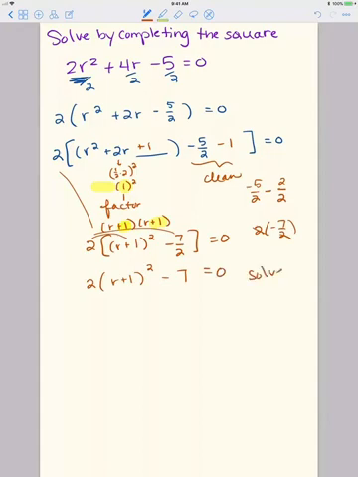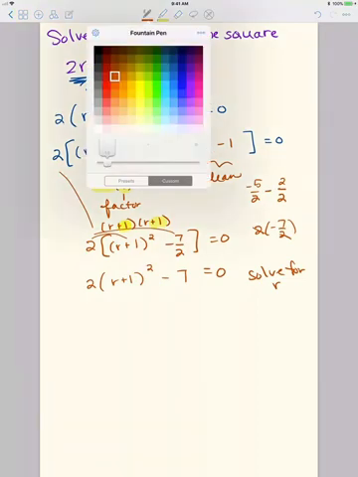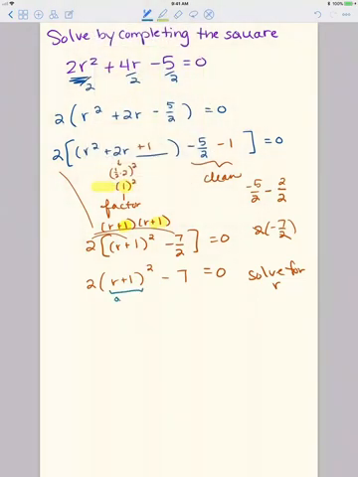And now we'll solve for r, much like we did in the last example. We have to get that chunk that's squared alone, so we can plus or minus square root both sides. So I'll add the 7 first, and I'll get 2 times r plus 1 squared equals positive 7. Then I'll divide both sides by 2 and get r plus 1 squared equals 7 halves. Then you go and you plus or minus square root on each of those.